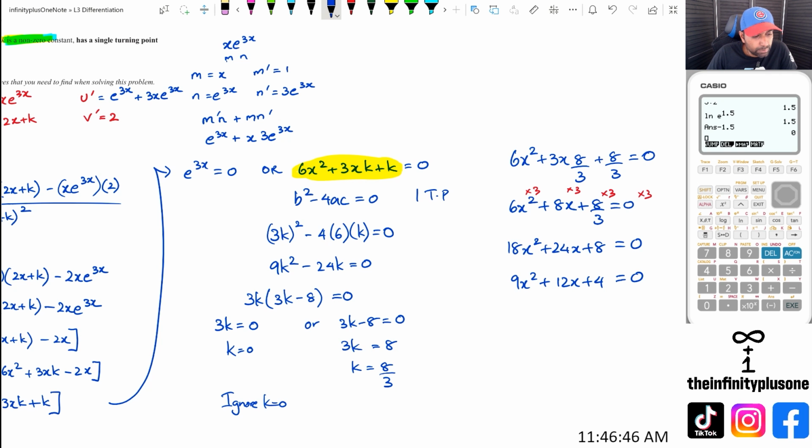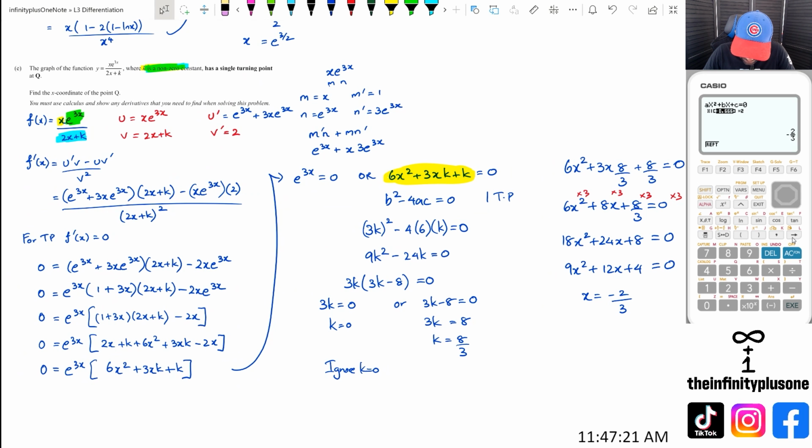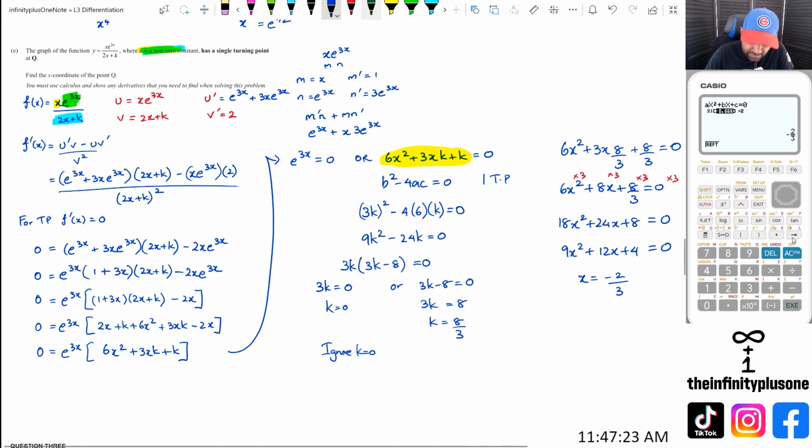At this point, I'm going to put this in the calculator to figure out what I actually get. I'm going to go polynomial, and I've got 9, 12, and 4. You could have done it with the top line with 18, 24, and 8 as well. As you can see, I'm getting 2 answers for x, which just shows me that the discriminant is equal to 0. So here I could say that x is equal to negative 2 over 3. And I believe I found the x value as asked in the question there.